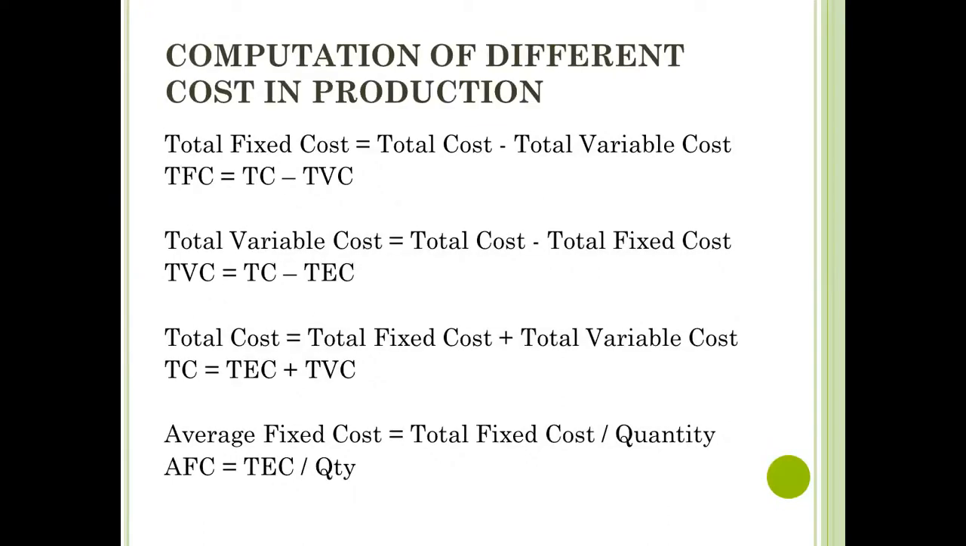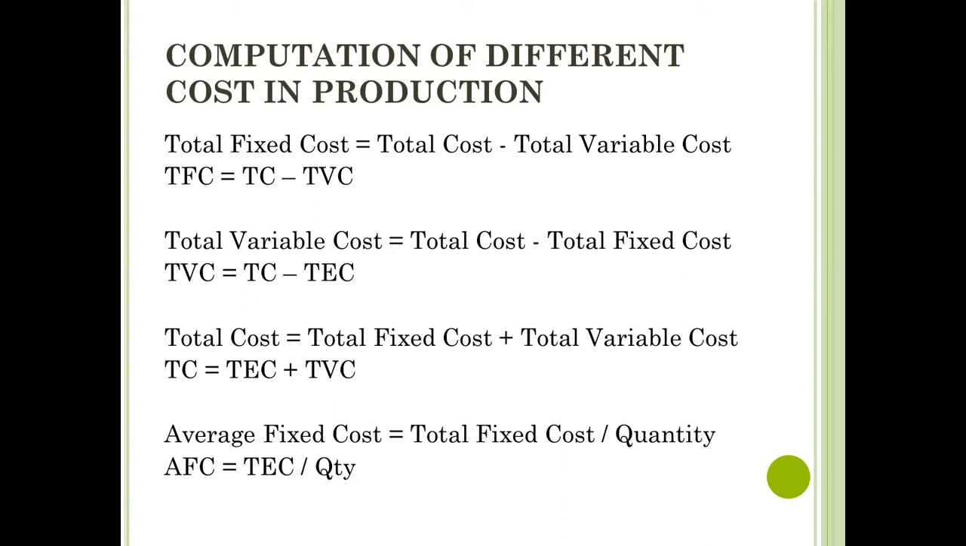So here are our formulas for computation of different costs in production. In order for us to find the total fixed cost, total variable cost should be subtracted from our total cost. In order for us to find our total variable cost, total fixed cost is subtracted from total cost. And in order for us to find total cost, total fixed cost should be added to our total variable cost.